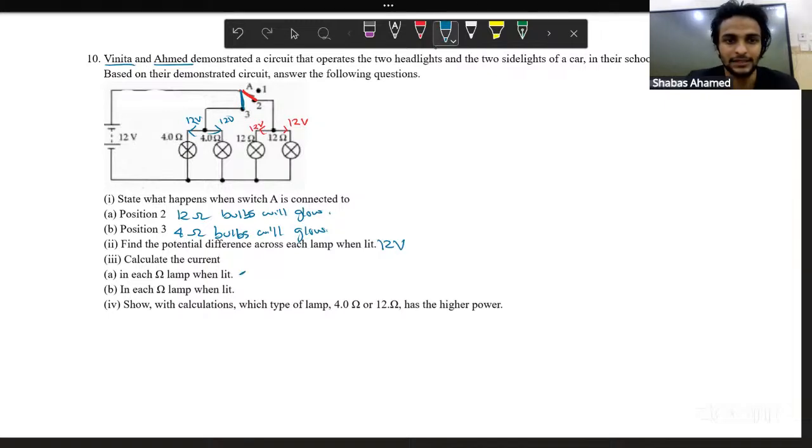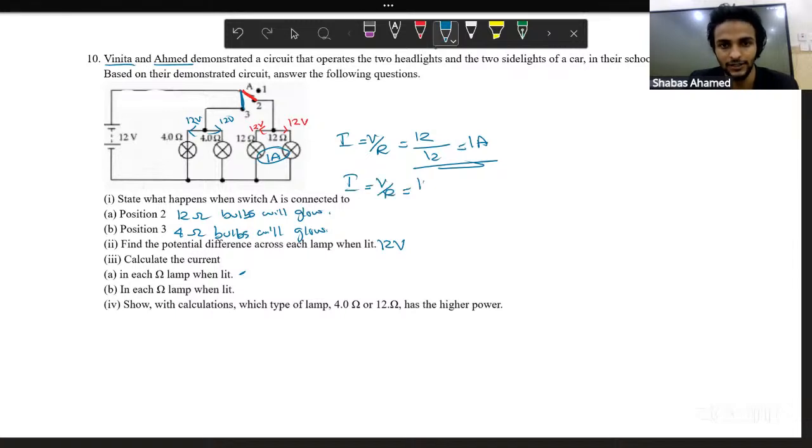We can say that the current is given by I equal to V by R. Voltage is 12 divided by the resistance 12, that is equal to 1 ampere through the 12 ohm. For the other case, V by R: the voltage is again 12 volt, the resistance is 4 ohm, that is equal to 3 ampere. So 3 ampere current will be flowing through the 4 ohm bulb, but 1 ampere current will be flowing through the other bulb.